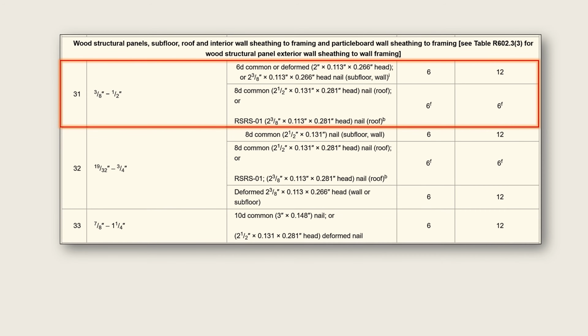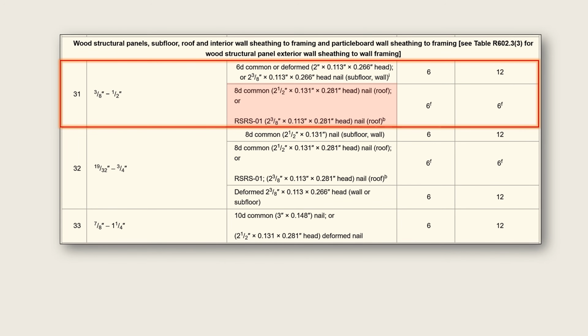Item 31 in the fastening schedule provides nailing requirements for wood structural panels that are between 3/8 to 1/2 inch in thickness. For subfloors and wall connection, the code allows 6-penny common nails or deformed nails of the same size. The code does not allow 6-penny sinkers or box nails, but it actually allows 8-penny sinkers, which are 2 3/8 inches in height by 0.113 inches in shank diameter by 0.266 inches in head diameter for subfloors and wall framing.